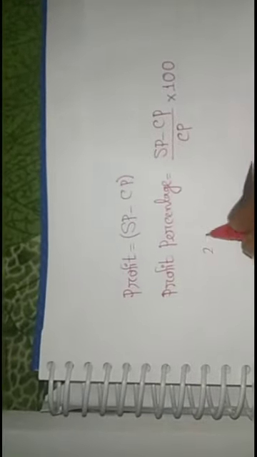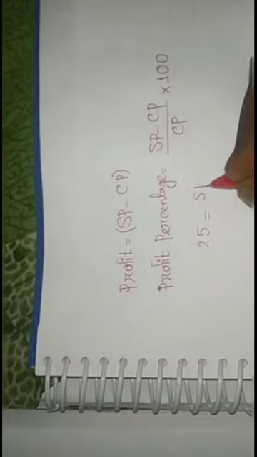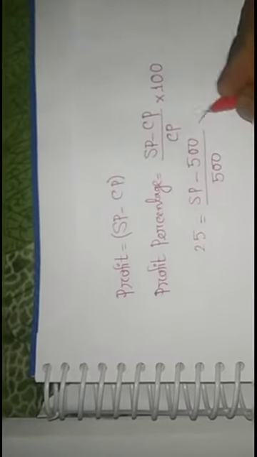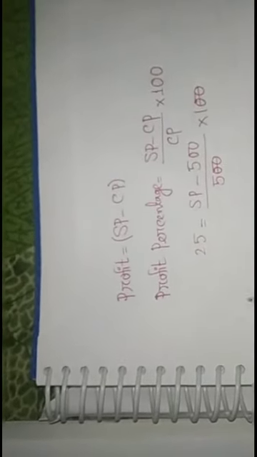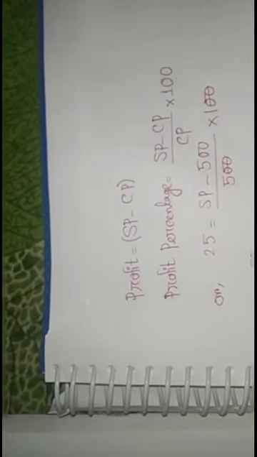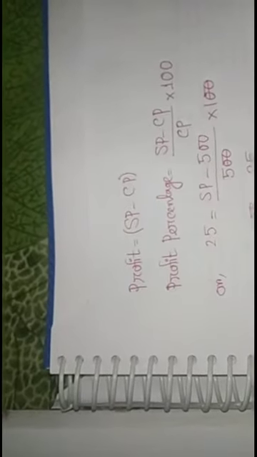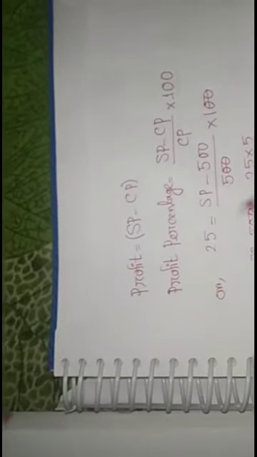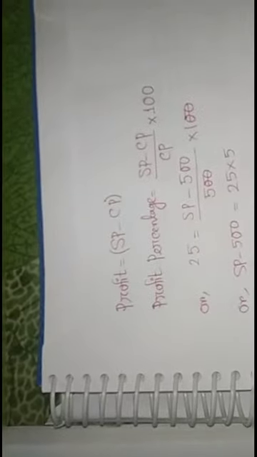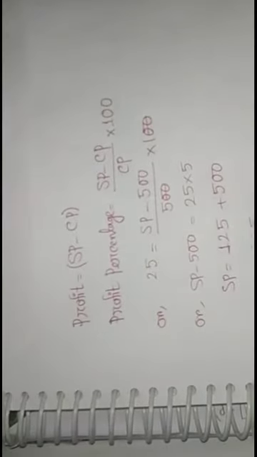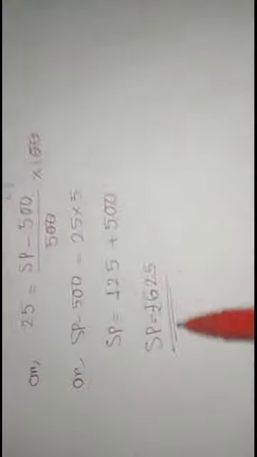Okay. Now for the first problem, what is given? Profit percentage is given, 25. This equals, selling price is not given, cost price is given, 500 rupees, by 500 into 100. If I simplify, we can write it like this, equals 25 into 5, that is selling price minus 500, so selling price equals 125 and 500 comes from here. So this becomes 625 rupees. So selling price is 625 rupees. You should write it here. So selling price is 625.